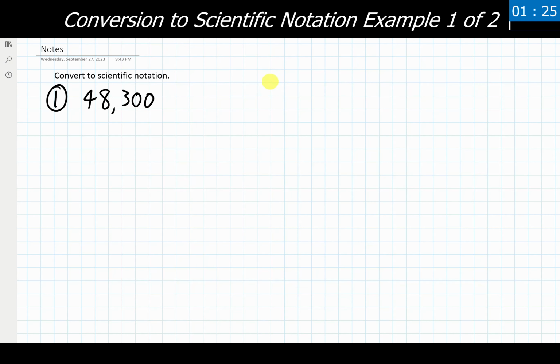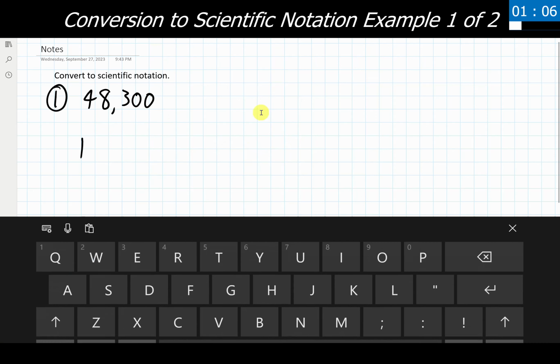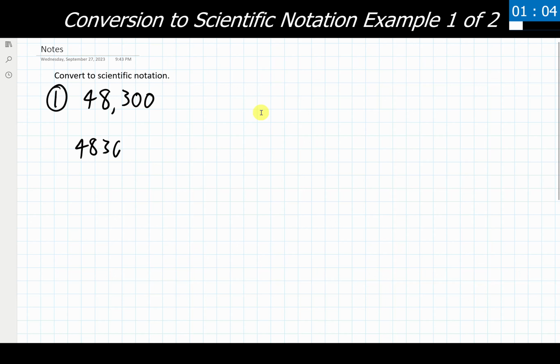Looking at our first example with converting into scientific notation, we're starting off with 48,300. With our process, we are told to move the decimal point the number of places to make this number between 1 and 10. So I generally like to rewrite these things down below here. We want to label where our decimal point is. It's always at the very end of the whole numbers if that's what's listed to us.